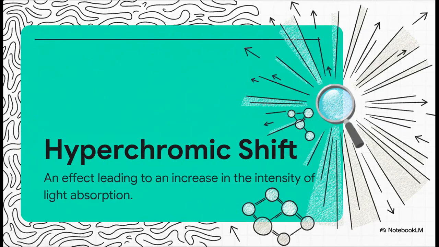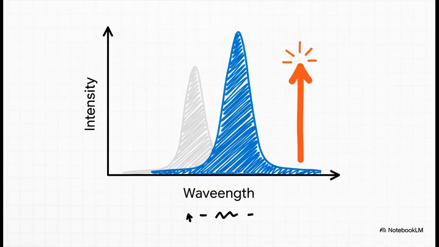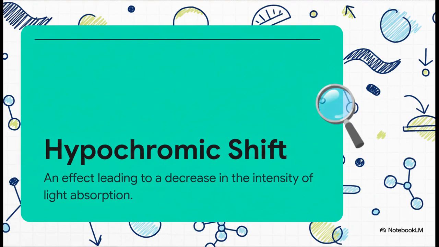So when that intensity goes up, we call it a hyperchromic shift. Just think, hyper means more. It just means the molecule is getting way better at absorbing light at that specific color, maybe because a change in its shape turned it into a better little antenna for that light. And on our graph, this one's obvious. The peak just gets taller. The volume is cranked up, which means there's a much more intense interaction with light happening. It's a visual sign that the molecule is literally grabbing more photons. Kind of cool, right?